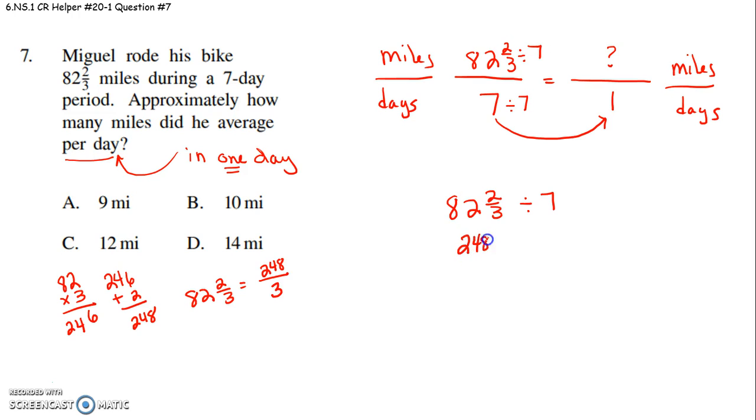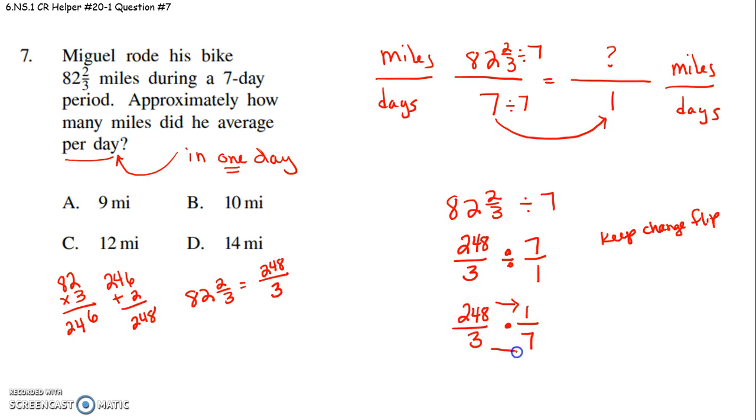So this is 248 thirds divided by 7. That's the same as 7 over 1. And then we can keep the first fraction, change the division to multiplication, and flip the second fraction. So we have 248 over 3 times, if I flip this over, 1 over 7. Then I can multiply straight across the top, straight across the bottom, and I get 248 over 21. That means 248 divided by 21. So now I'll long divide.